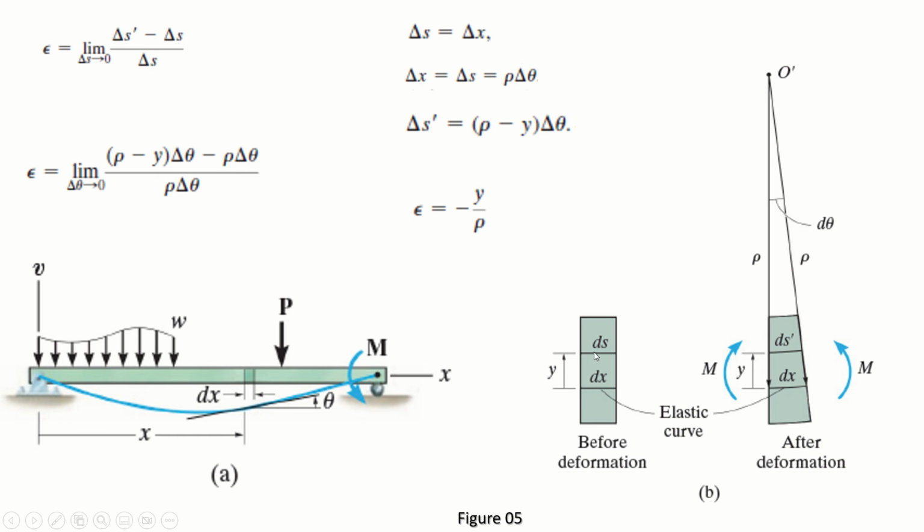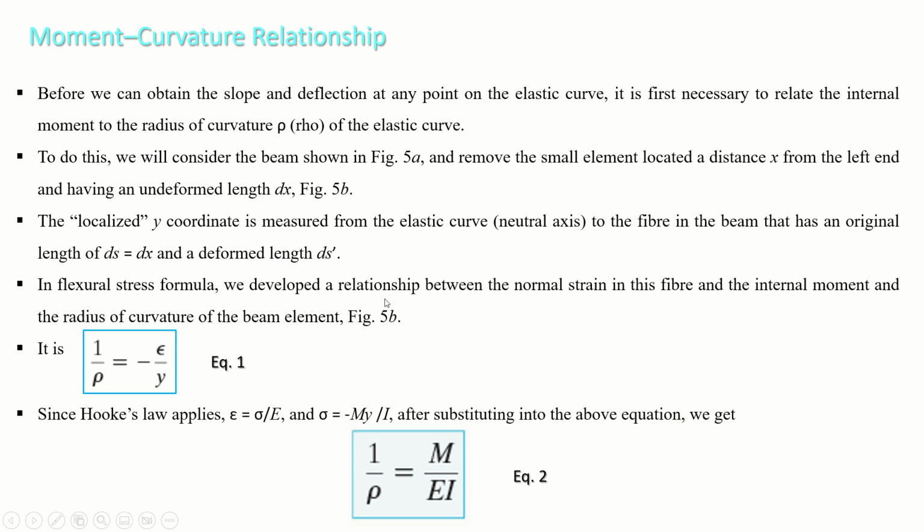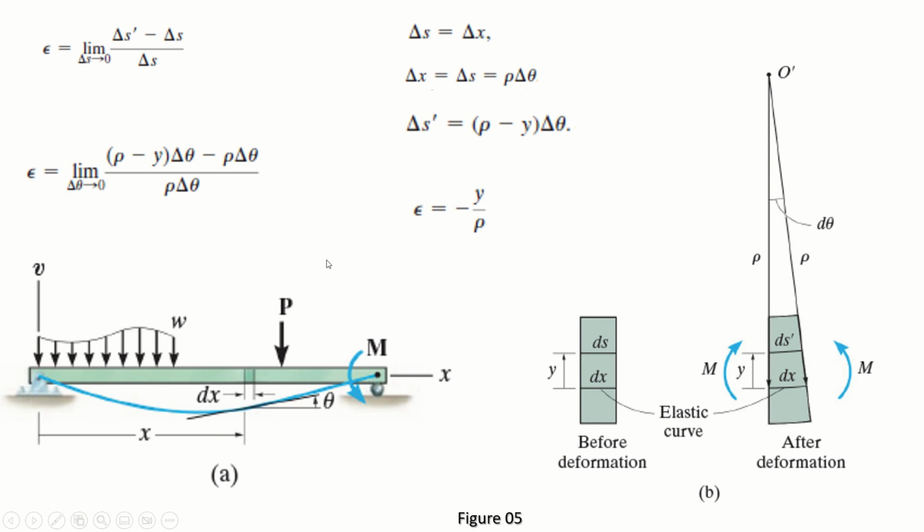Now consider this line. Initially its length is equal to dx, because it is undeformed, and the distance between dx and ds is y. So ds lies at a perpendicular distance y from dx, and after deformation it is modified into ds prime. See, this is ds prime. As it is above the neutral axis, ds dash should definitely be less than ds.